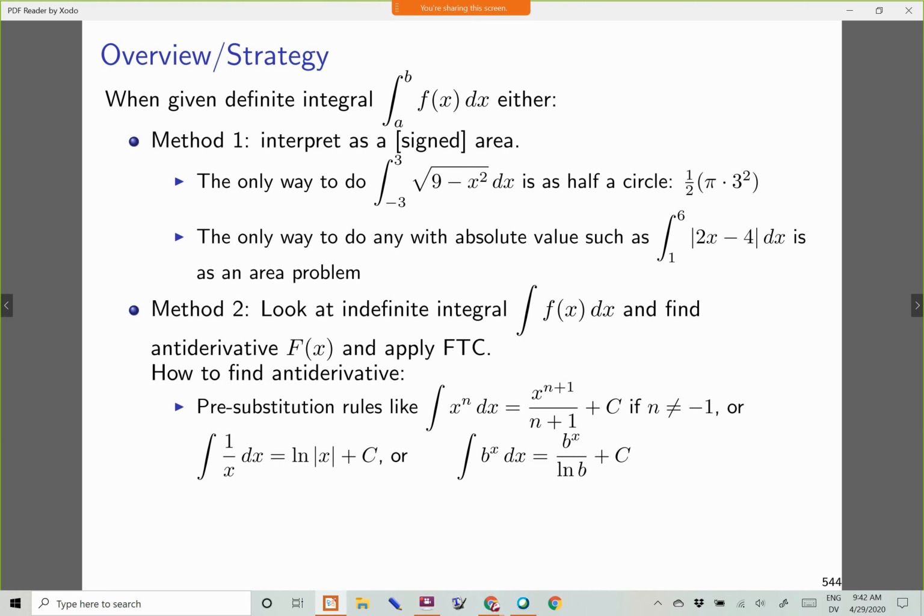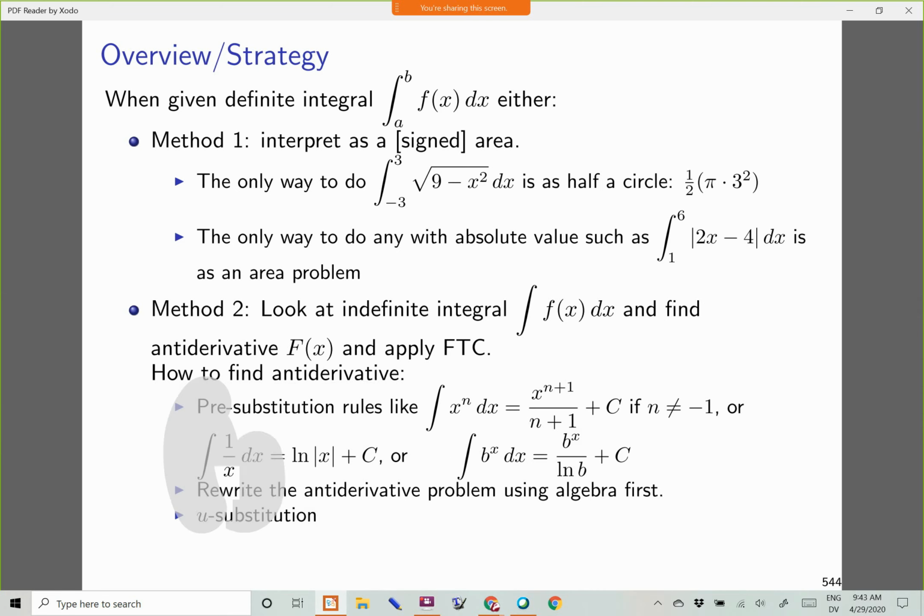Sometimes you have to rewrite the antiderivative problem by doing a little algebra first. That was why I wanted to preview that last example, where we had to distribute that x to the fourth. So sometimes you have to do that first before looking at your antiderivative, and then sometimes you have to use substitution. This is not my go-to. In fact, it's time-consuming. If it works, great, but sometimes you have to just do a little algebra instead of using substitution. So these triangular bullets here are the things to keep in mind.